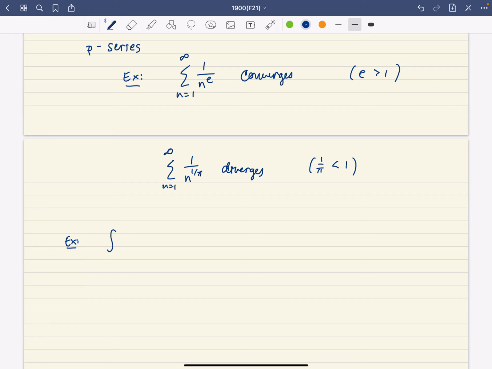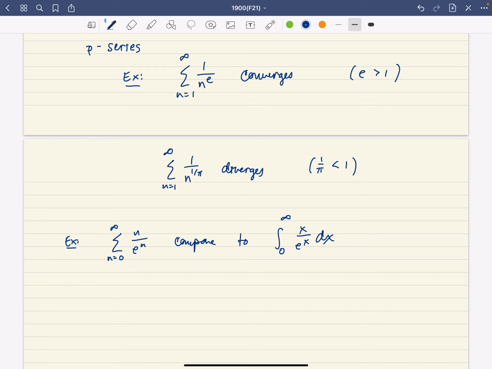So if I wanted to look at the series of n over e to the n, okay, something like that. So if I wanted to look at n over e to the n, as n goes from, say, 0 to infinity, we would compare this to the integral from 0 to infinity of x over e to the x.